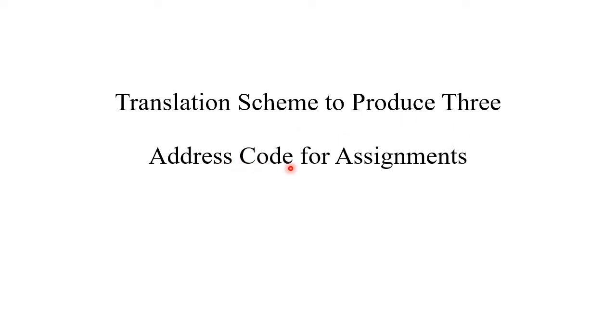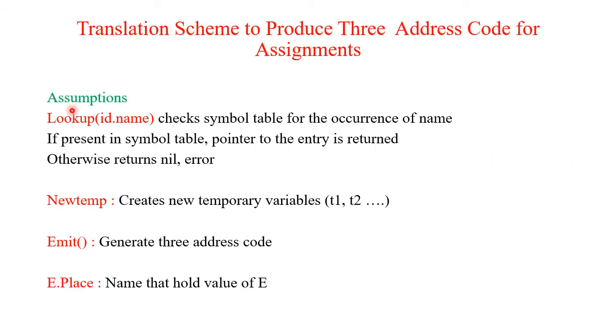Three-address code is a popular intermediate representation used in compiler design. Let us discuss the translation scheme to produce three-address code for assignment statements. Certain assumptions we are making.